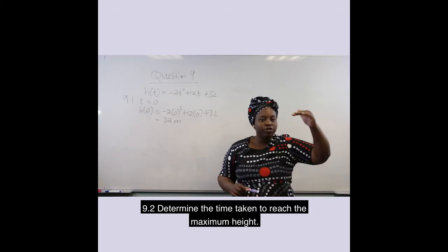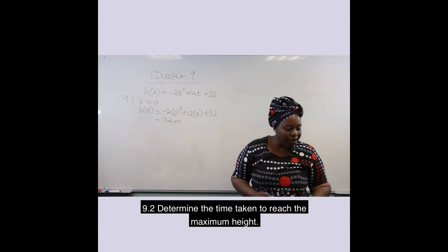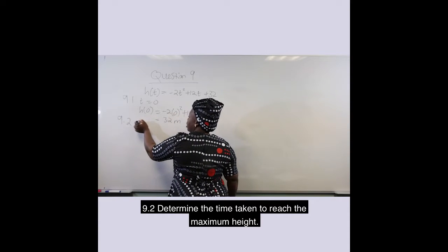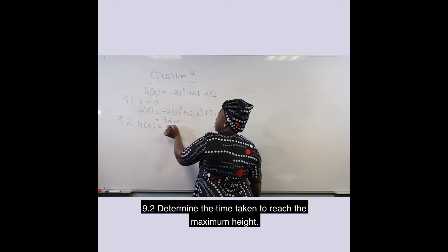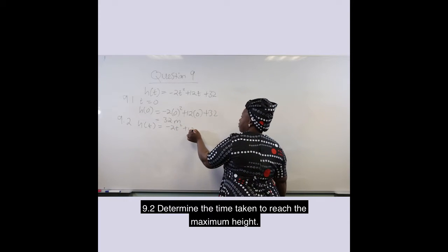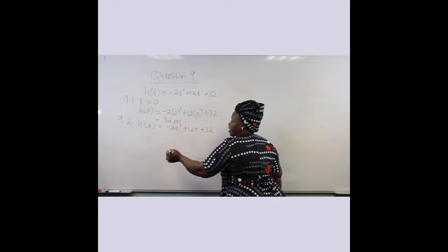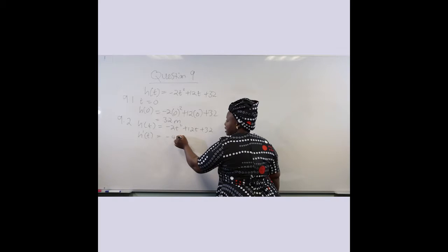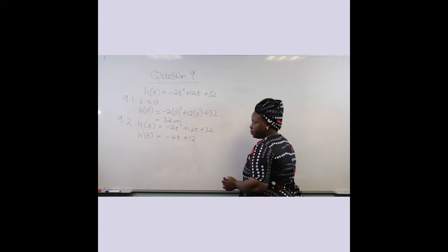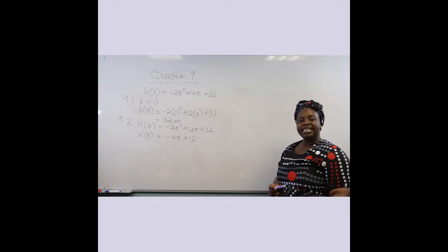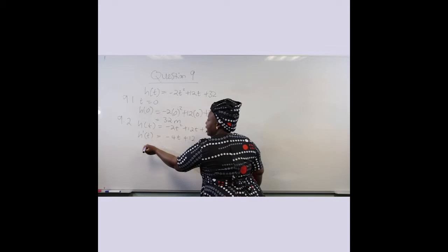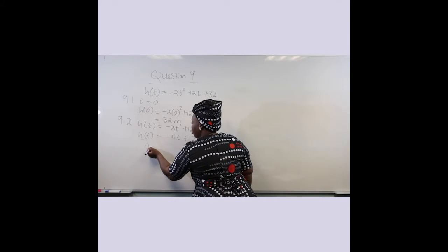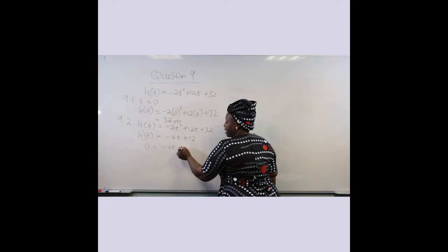So it means that you have to do the first derivative, and then after that you solve for t. So let's derive this one. That is our 9.2. So h of t equals negative 2t squared plus 12t plus 32. Our first derivative, in terms of time, is going to be negative 4t plus 12. From there, we said it's at the turning point. So we have to equate the first derivative of h to 0. So this is going to be 0 equals negative 4t plus 12.